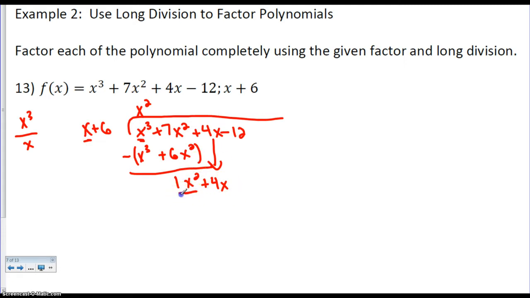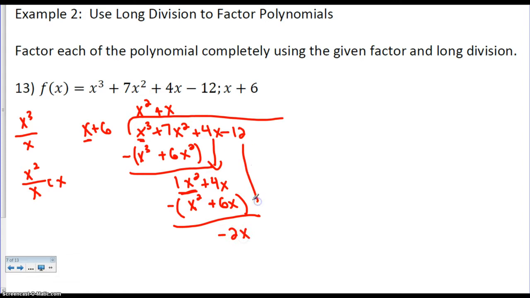Now I'm looking at x squared and x. What do I have to multiply x by to get x squared? That would be x. So I'm going to add a plus x up here. Then I multiply the plus x times both of these terms, so I get x squared plus 6x. And I'm subtracting. x squared minus x squared is 0. 4 minus 6 is negative 2x. Then I'm going to bring down the minus 12.